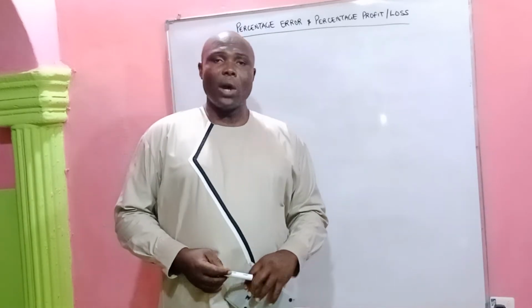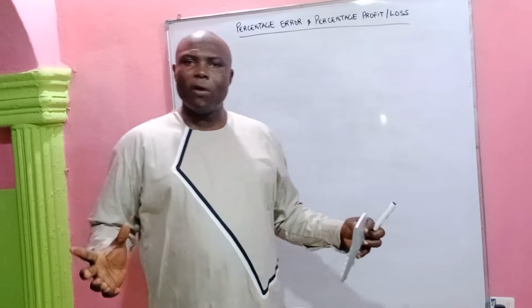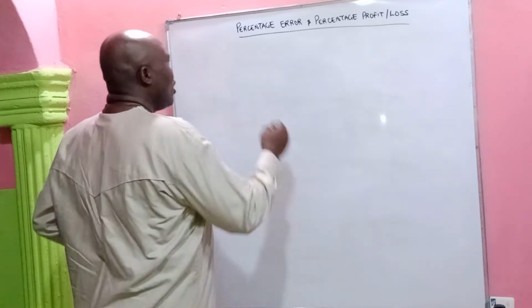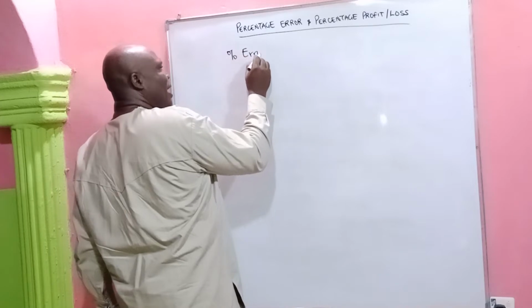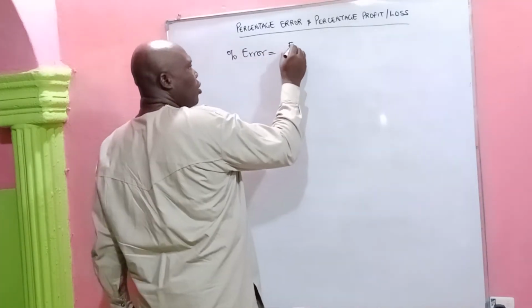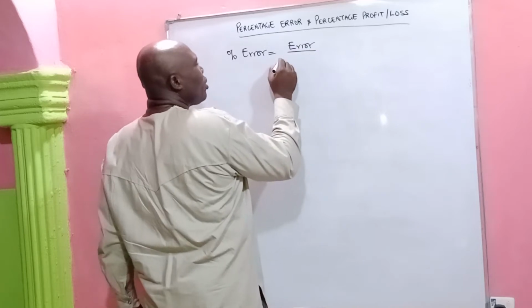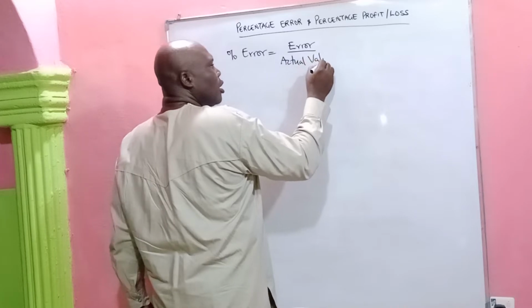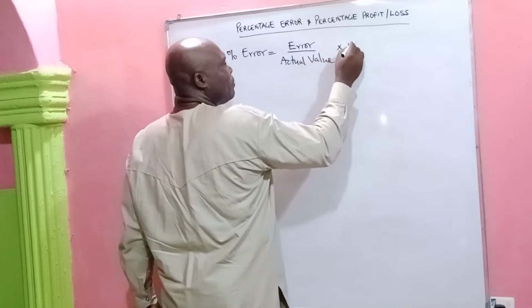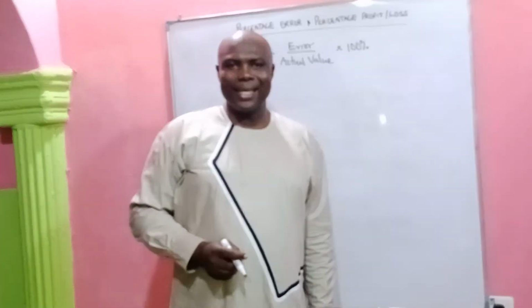So whenever you're asked to find the percentage error, understand that there is a particular formula to use to simply do that. Percentage error is given by the formula error all over actual value times 100%. So this is the formula we use in calculating percentage error.